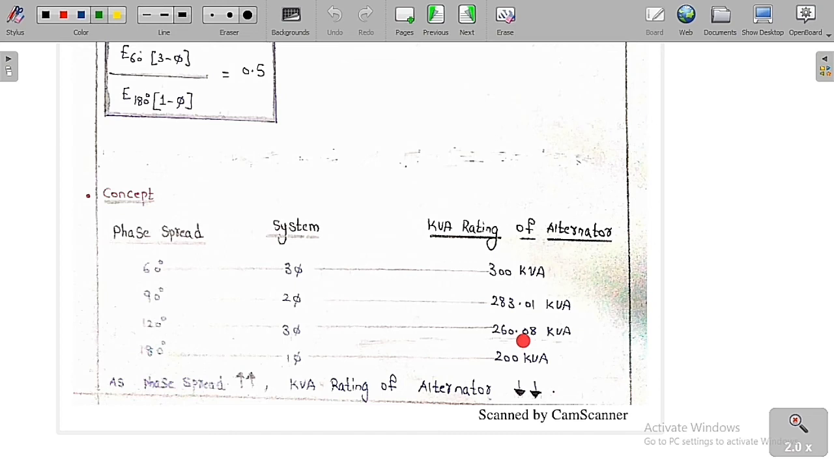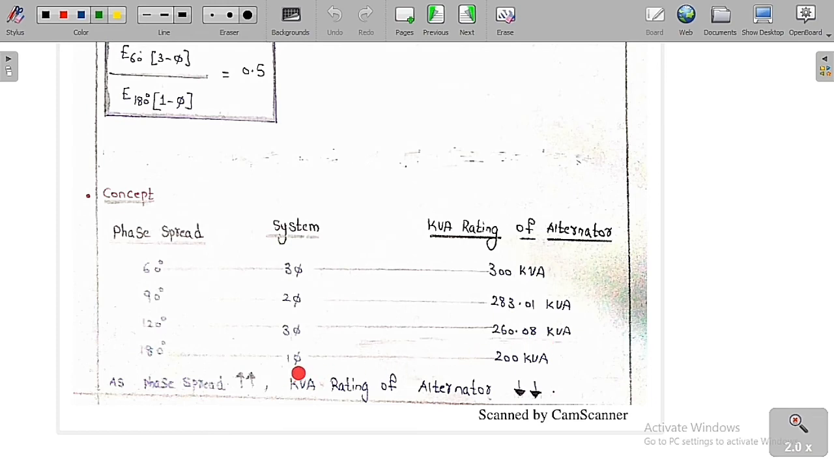I already told the important relation: the KVA rating of the 60-degree 3-phase system by the KVA rating of the 120-degree phase spread 3-phase system is equal to, as we have just seen, 1.15. So if you divide this value by 1.15, we are going to get 260.08 KVA. So therefore, we can say 260.08 KVA we are going to get.